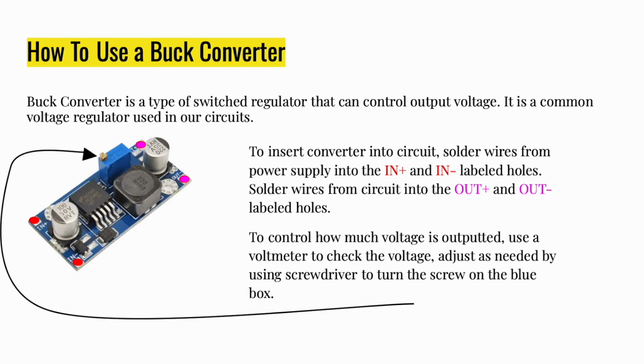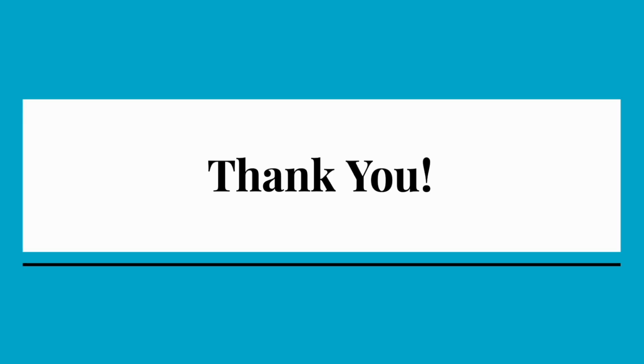To control how much voltage is outputted, turn the screw on the blue box using a screwdriver to adjust the value, and use a voltmeter to continuously check its voltage until it's at its desired level.